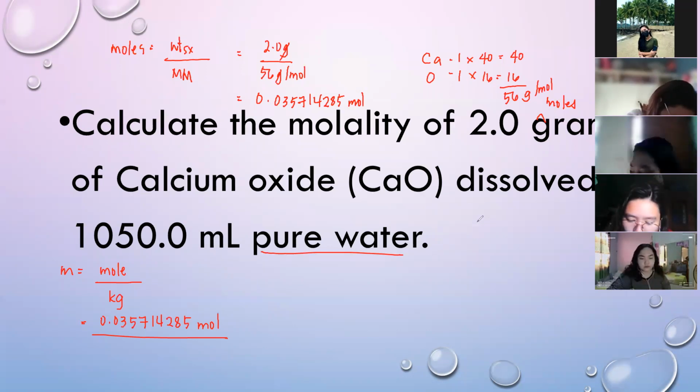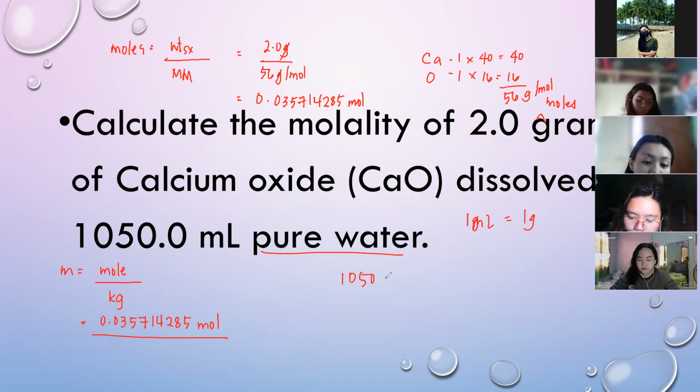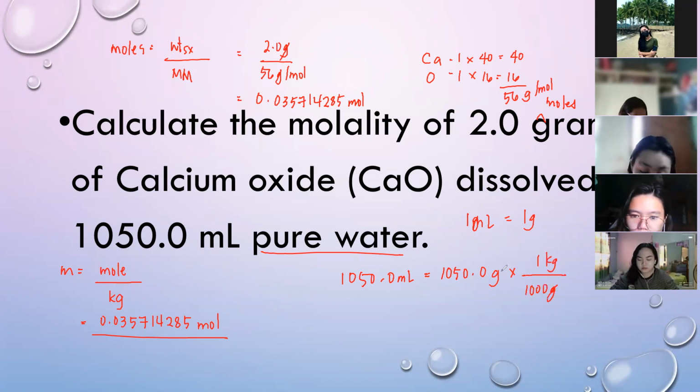Our solvent is pure water, and I told you a while ago, 1 ml of pure water is equivalent to 1 gram. Therefore, if you have 1050.0 ml, this is also equivalent to 1050.0 grams. We just have to convert this into kilograms. So 1 kilogram is equivalent to 1,000 grams. So 1,050 divided by 1,000 is 1.05 kilograms. Yan yung ilalagay natin here. Now, let's proceed.